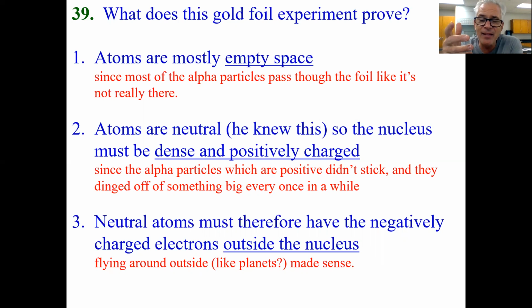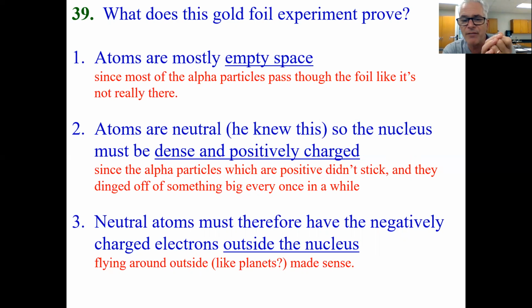And the center of the atom, which he called the nucleus, he gives the word nucleus to us. He didn't know about protons and neutrons. He just knew it was positive. He knew it had to be positive because the alpha particles were positive. Marie Curie told him they were positive. So when the positive charges hit the nucleus, they didn't stick. They bounced off. That meant the nucleus of the gold atom had to be positive also.